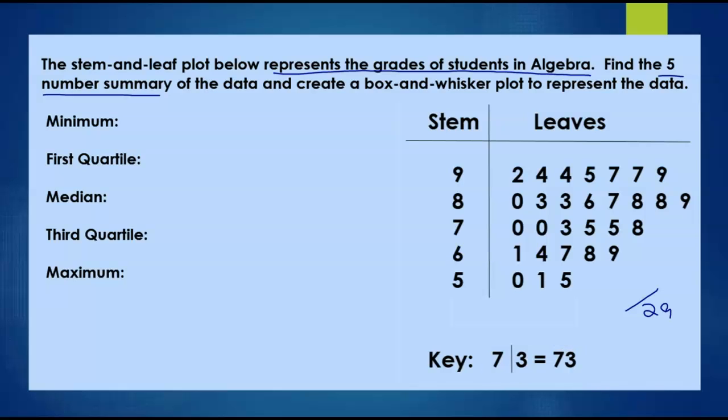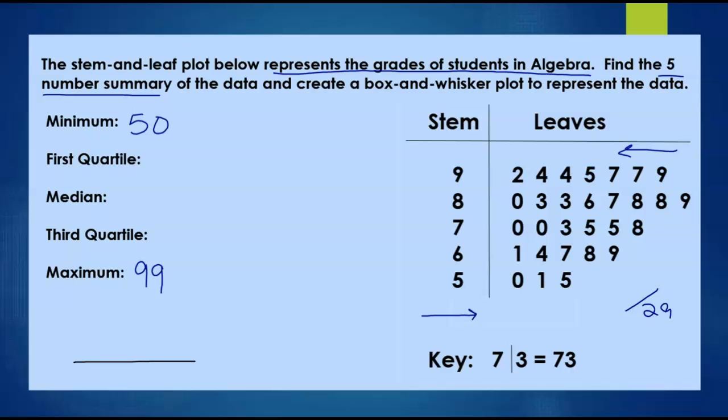I can identify my minimum right away, and be careful that you don't use this 55. From the bottom here, we're going to go left to right, so 50 is our minimum. And the maximum is 99, not 92. It's a very common mistake. So on top, we need to make sure we go right to left. So our maximum is 99.